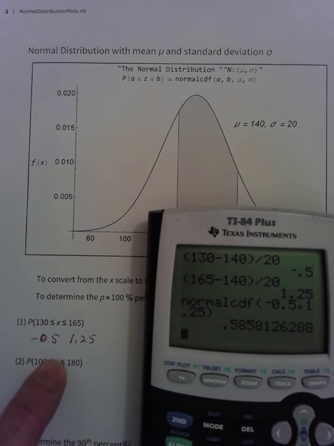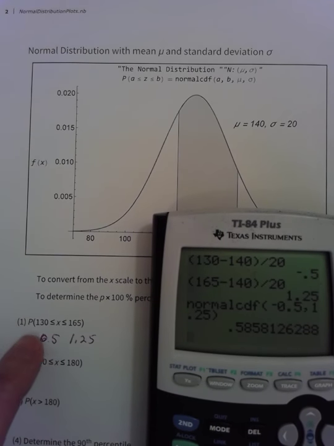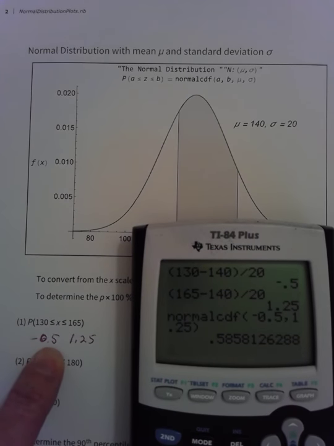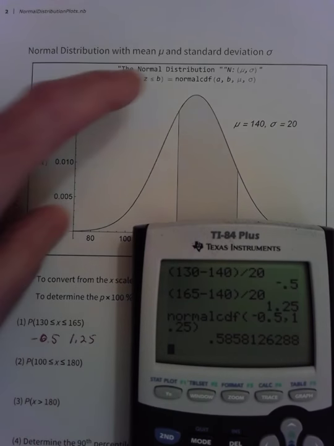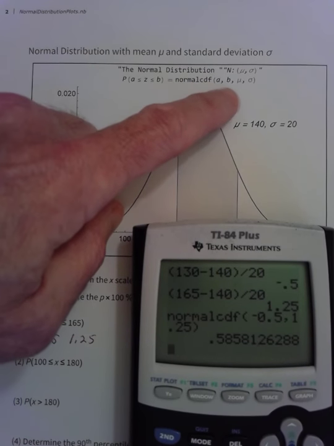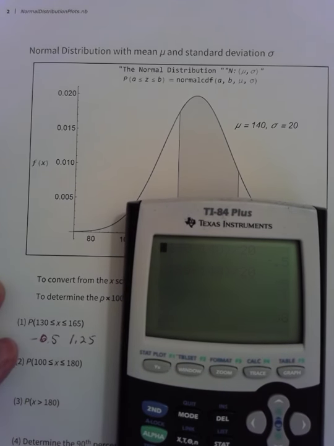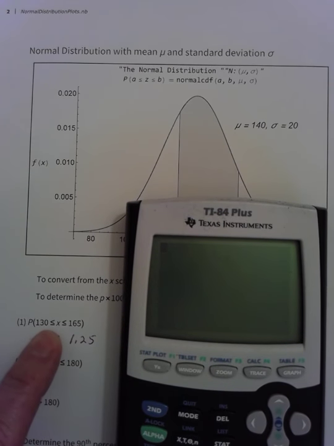58.58% of the values fall in that range. But as noted on this page, if you don't specifically need to move the problem from the X scale to the Z scale, then we can use the extended form of normal CDF, where we put in the lower limit, the upper limit, the mean, and then the standard deviation. So let's clear this and do this problem directly.